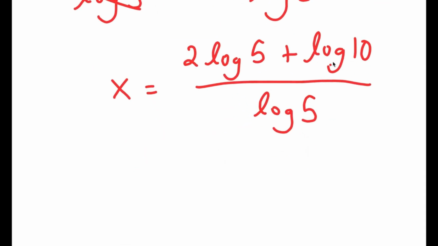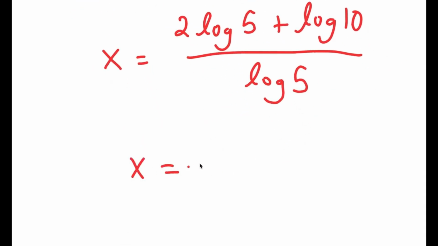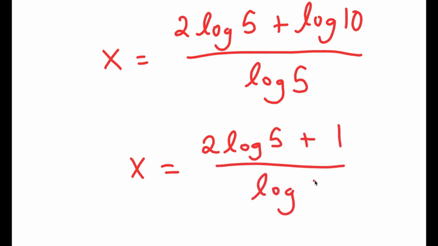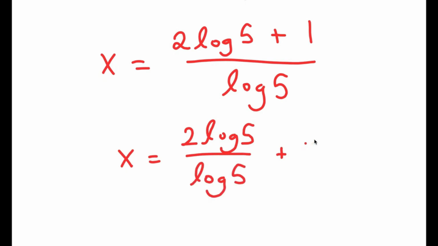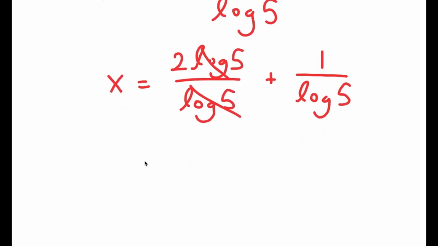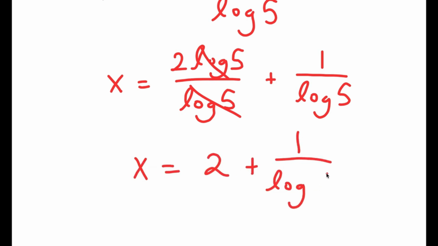Now, if you guys already know, log 10 is equal to 1. So now I get x is equal to 2 times log 5 plus 1 over log 5. And this is the same thing as 2 times log 5 over log 5 plus 1 over log 5. Now these two log 5s cancel out, so I get x is equal to 2 plus 1 over log 5. And although this is an exceptional answer, I want the exact answer, so I'm going to find the value of log 5.